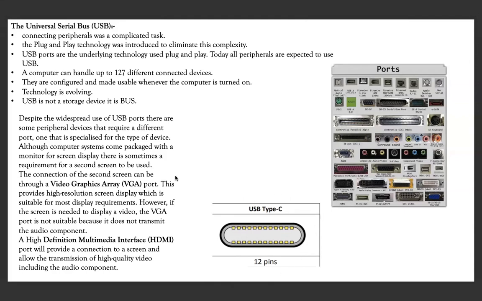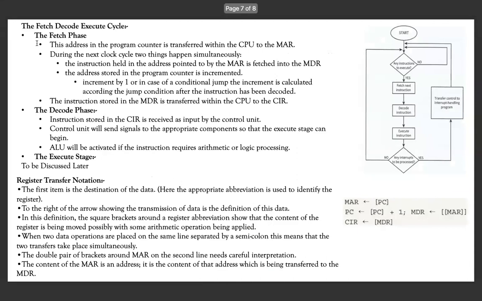And let's move on to the next part, which is the fetch decode execute cycle. We've studied the fetch decode execute cycle before as well. Basically, the concept behind it is that it's the system that allows individual instructions to be fetched from the memory, decoded, and then executed. Now let's look at these steps one by one. Just quickly go through this.